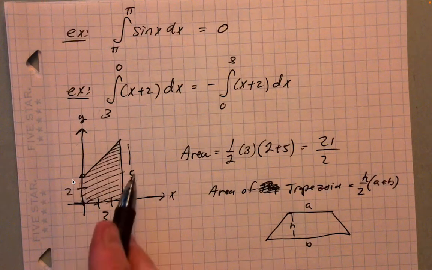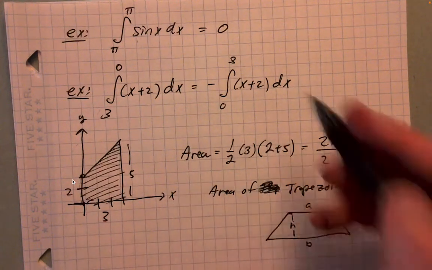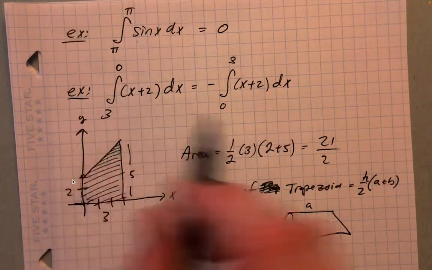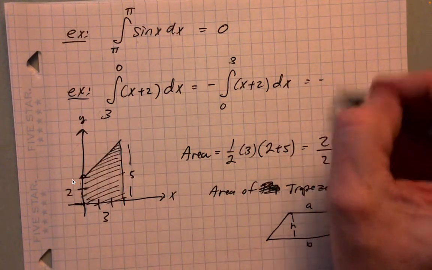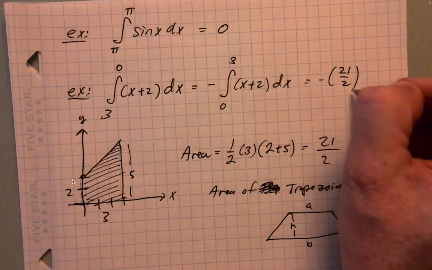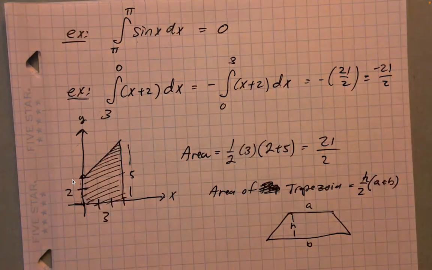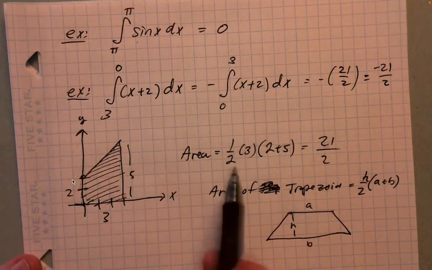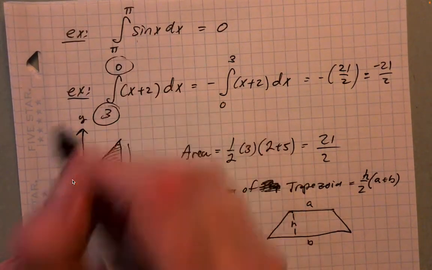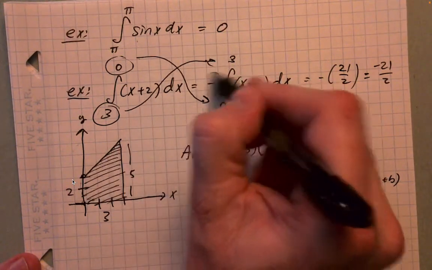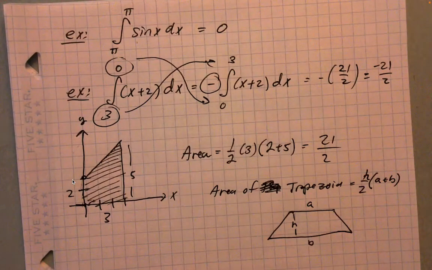Okay, and so that's what we did. So then this integral here from 3 down to 0 of x plus 2 would be equal to negative 21 over 2. Okay. All right. So this is a kind of contrived example where we're just looking at these bounds and flipping them and putting the negative sign on. Okay. Very good.